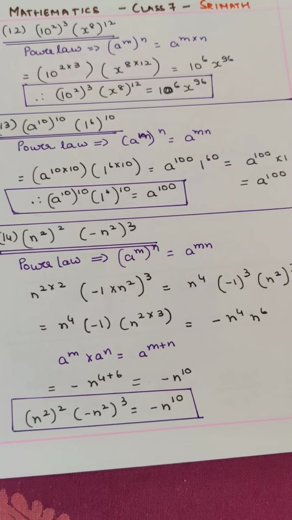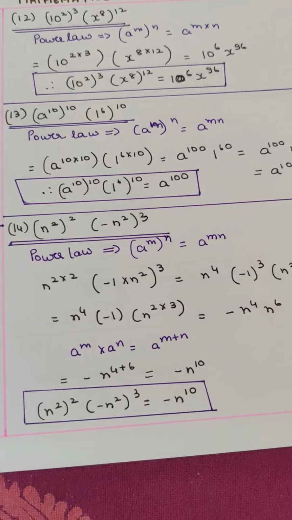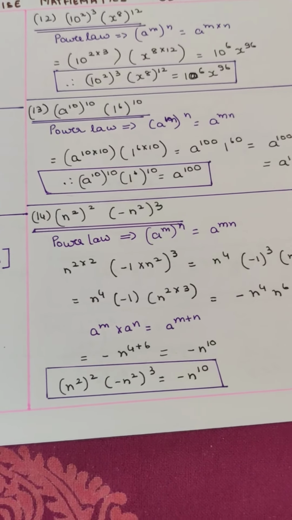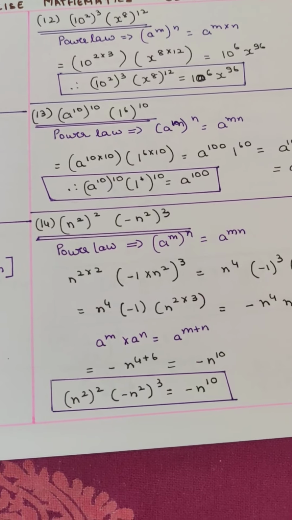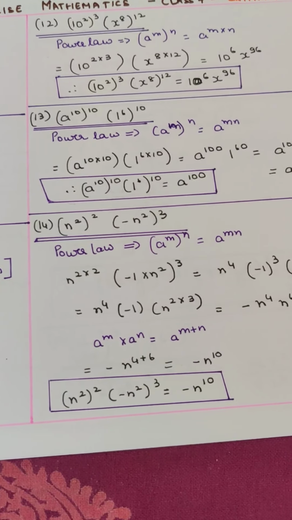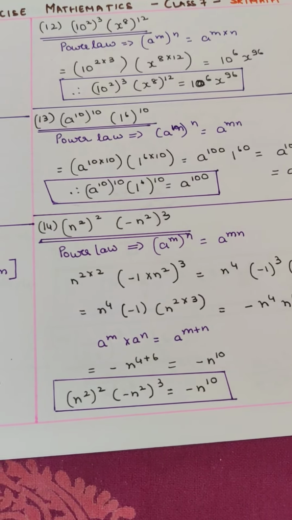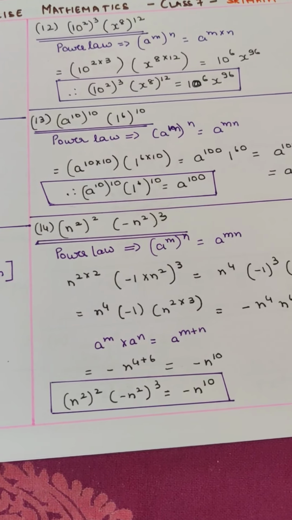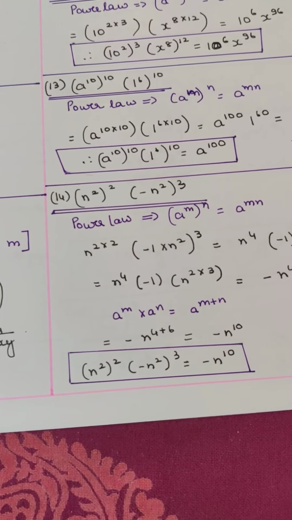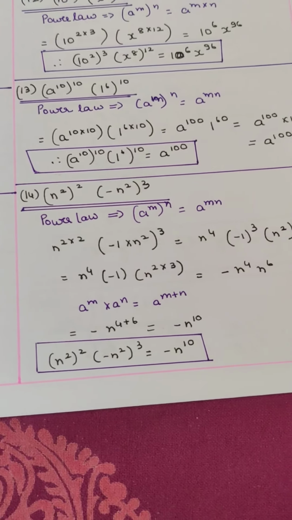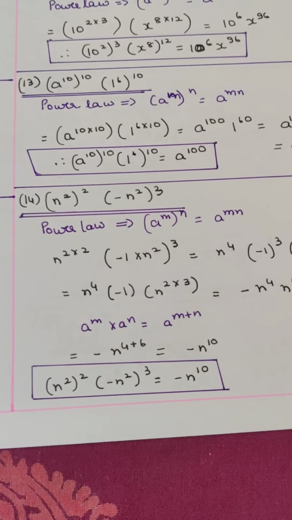now you use the product law here. A to the power of m into a to the power of n is equal to a to the power of m plus n. Therefore, you get minus n to the power of 4 plus 6. That is minus n to the power of 10. So, isn't it simple? Yes. So, n square the whole power 2 into minus n to the power of 2 into the whole power of 3 is equal to minus n to the power of 10.